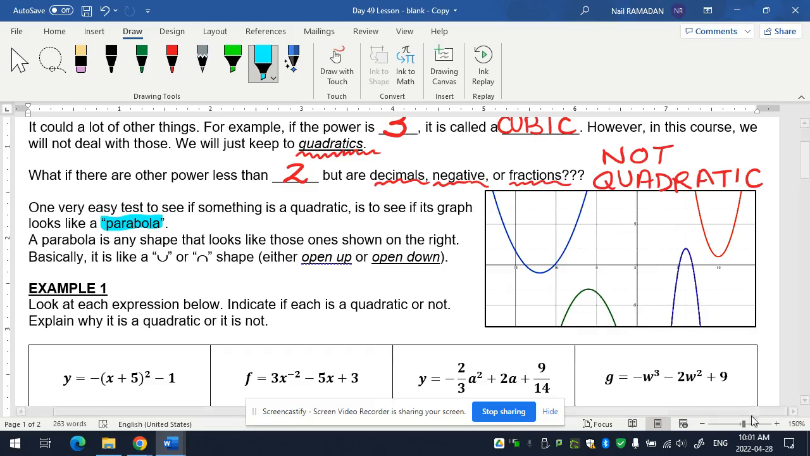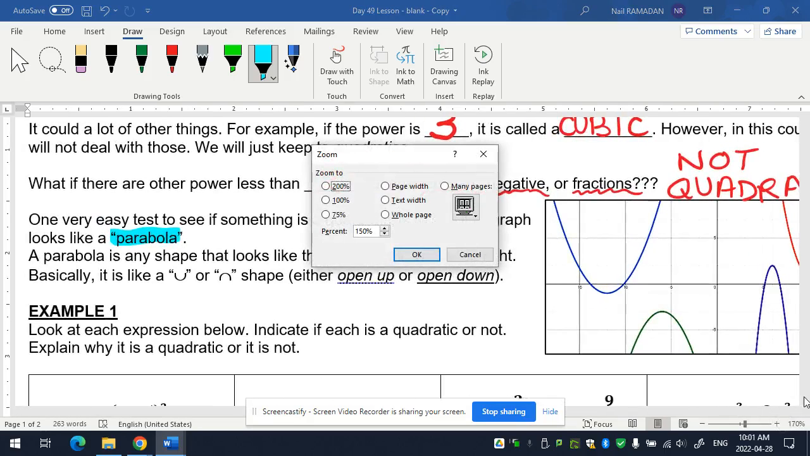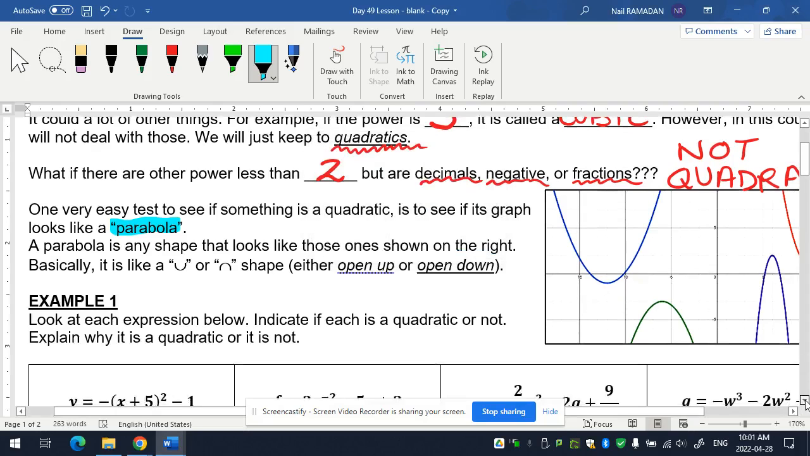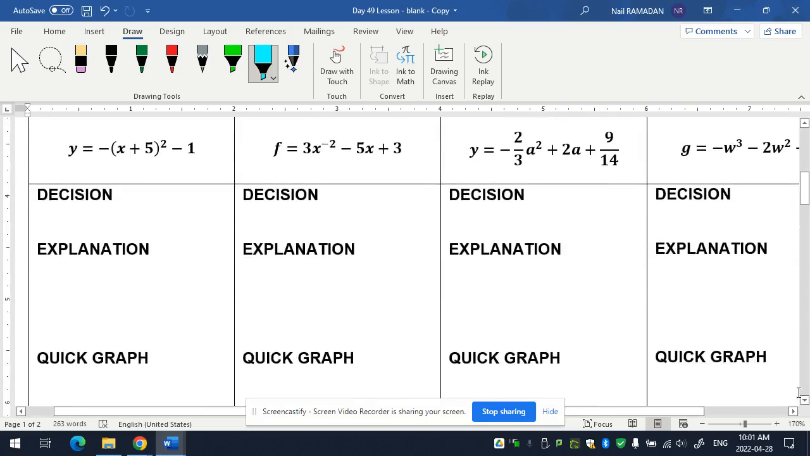All right. So now let's actually look at each one here, and I want you to help me decide if it's a quadratic or not, and you have to explain why. Pencils down, everyone. I just want to discuss. Do you think this one is a quadratic? By the way, you know what the easy test is? Sketch it on Desmos. And if it produces a parabola, open up or open down, located here, it is.